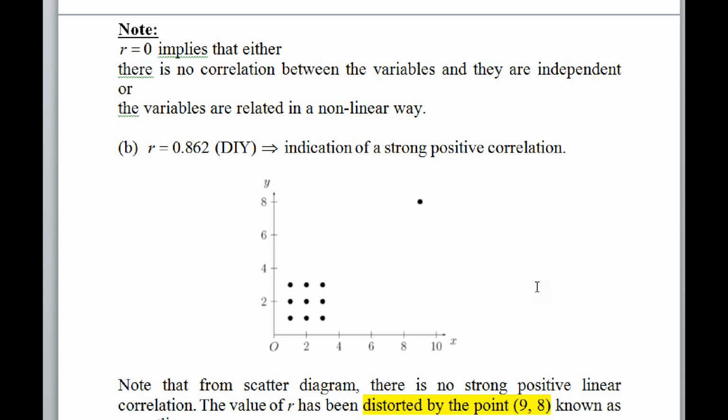This is what you see. Oh, this is what you see. Now, let's be a bit more critical when we see this. Let's not just accept R equals 0.862. Let's be a bit more critical.